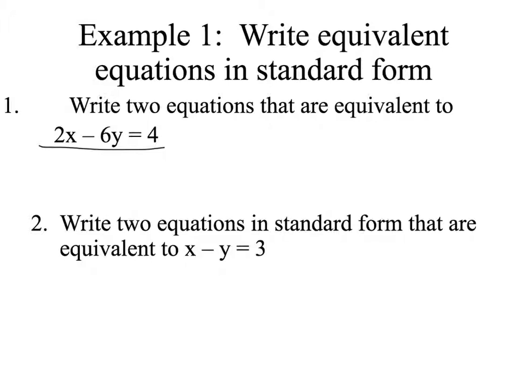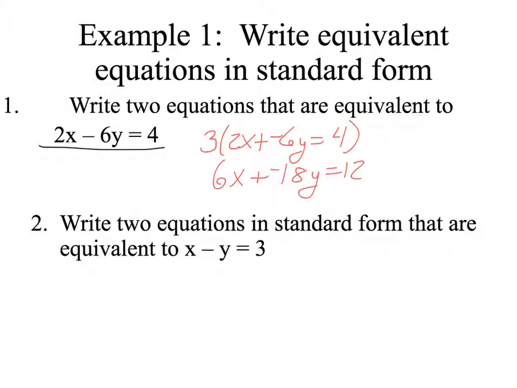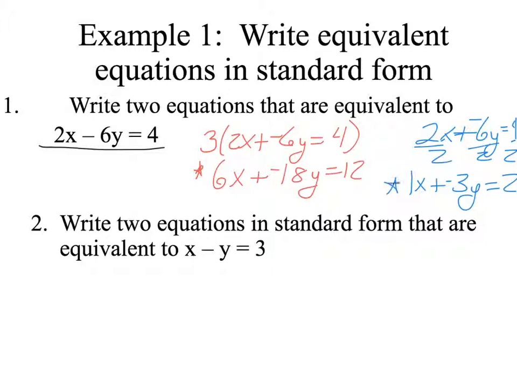I can make an equivalent equation by multiplying this equation by 3. And that would give me 6x plus -18y equaling 12. This is an equivalent equation. All I did was multiply everything by 3, or make the entire equation grow by 3. You can also do the opposite, starting with my base equation. I can also divide everything by 2. And that would give me 1x plus -3y equaling 2. This is also an equivalent equation. And you can multiply or divide by any number that you would like.